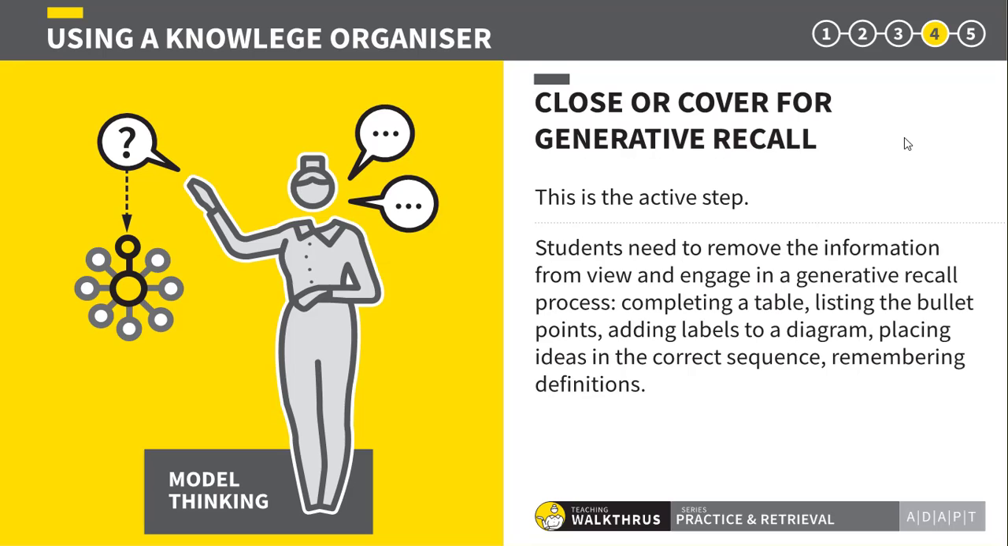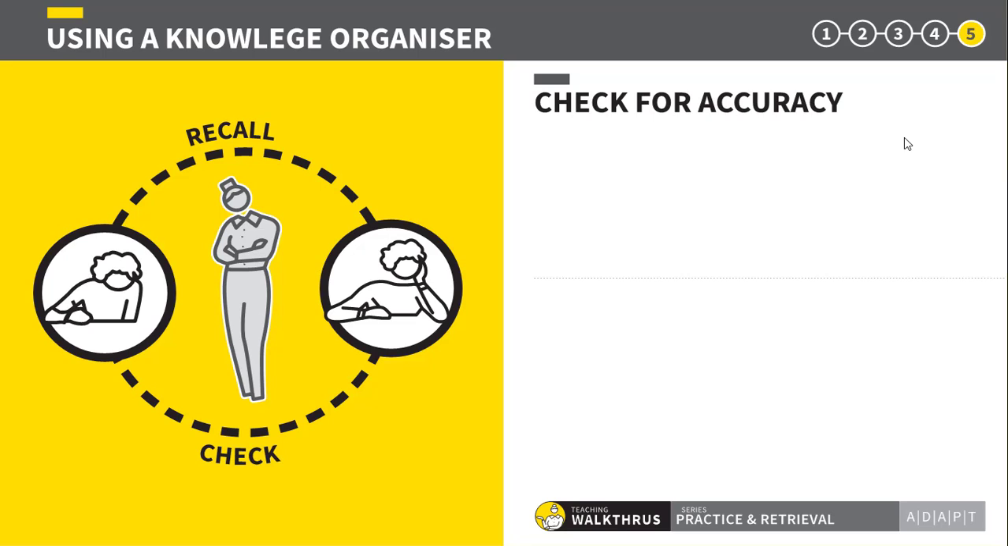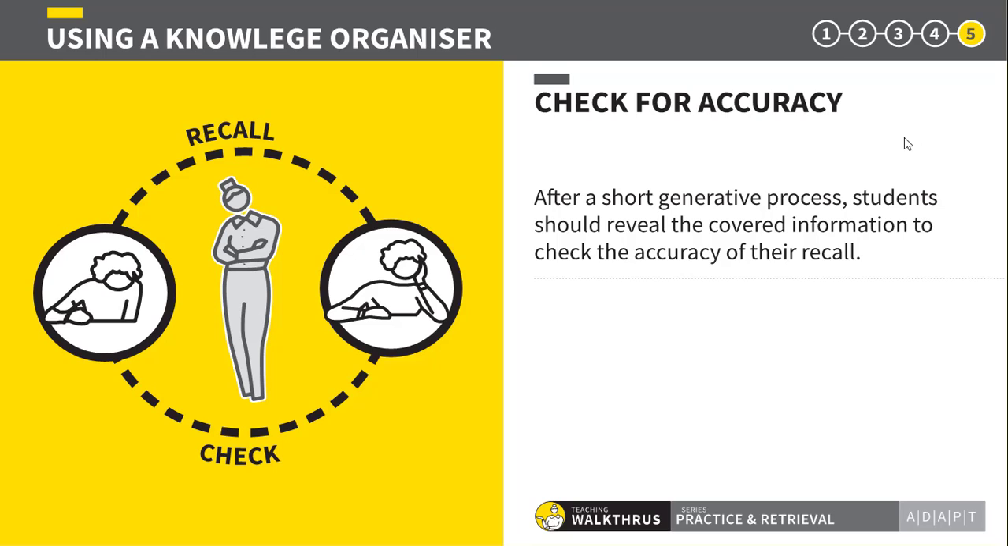This is an active step. Students need to remove the information from view and engage in a generative recall process, completing a table, listing the bullet points, adding labels to the diagram, placing ideas in the correct sequence, remembering definitions. And finally, step number 5, recheck for accuracy. After a short generative process, students should reveal the covered information to check the accuracy of their recall.